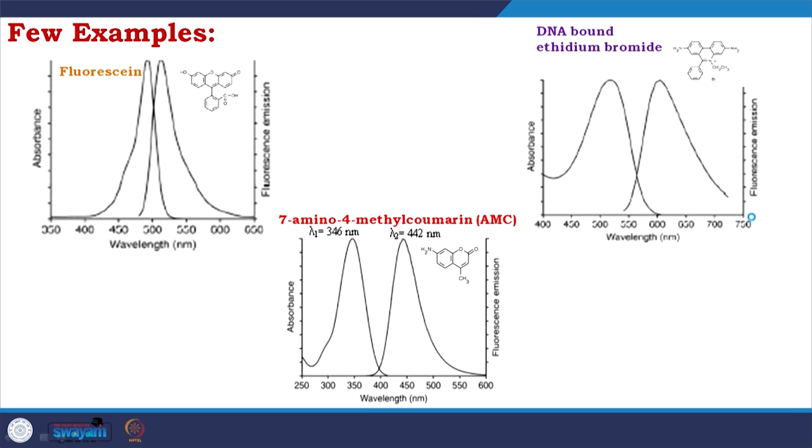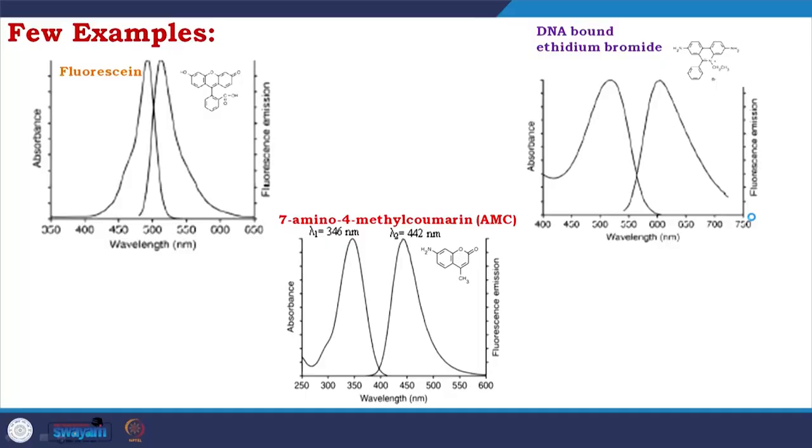So, these are some of the examples. This is fluorescein, and you see the absorption and fluorescence emission. This is DNA bound ethidium bromide. Ethidium bromide, when it is alone in the solution, does not show any fluorescence, but when it binds to DNA, only then it shows fluorescence. 7-amino-4-methylcoumarin or AMC, you again see the profile.